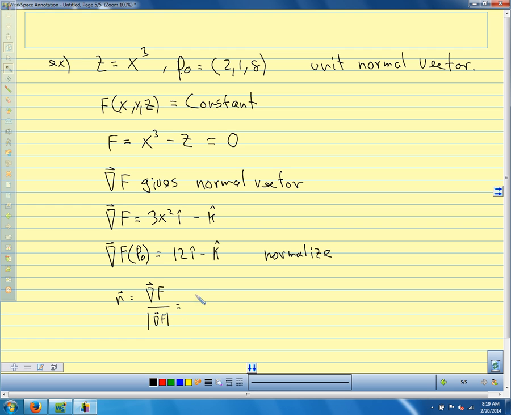And that's going to be 1 over the square root of 145 times 12i minus k. So that would be a unit normal vector at this particular point. Unit normal vectors are something in chapter 15 we're going to use a lot. Chapter 15 is not all about that, but we'll talk about surfaces and doing all different kinds of things with vectors and surfaces.